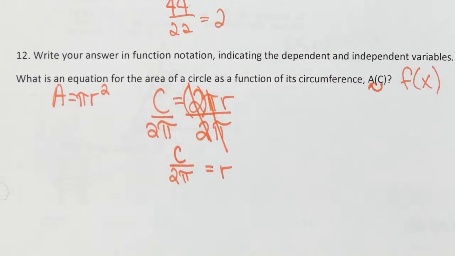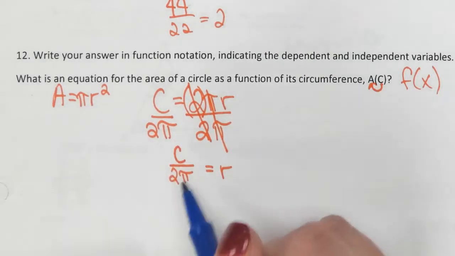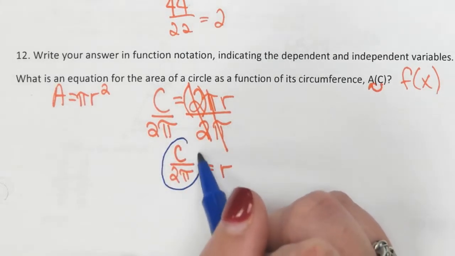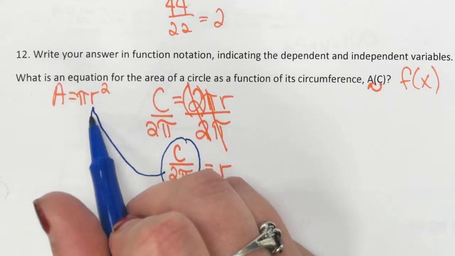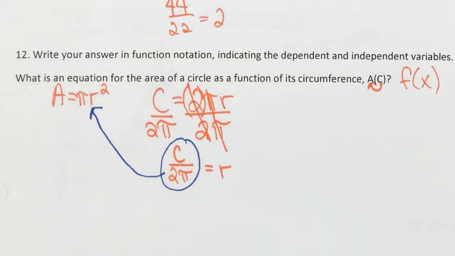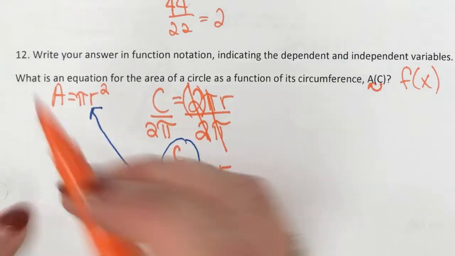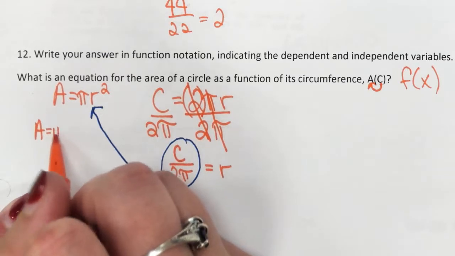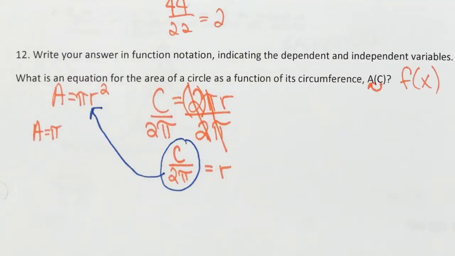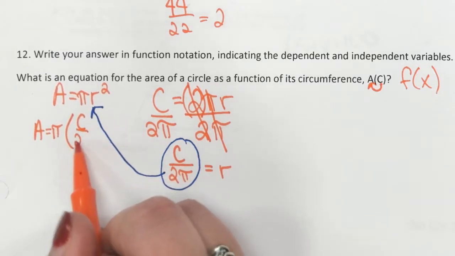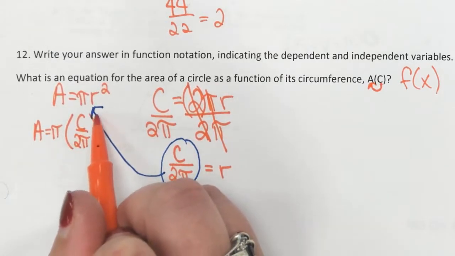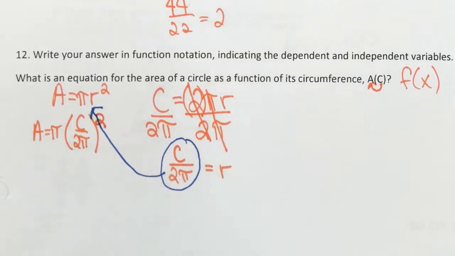Alright, so now I know what r is, right? So what can I do? What's r equal? And I can plug it in right there, okay? Does that make sense? Alright, so here we go. We've got A equals pi, but I'm not going to put r. What am I going to put instead of r? C divided by 2 pi. And did you notice how I put that in parentheses? Because all of that is squared.